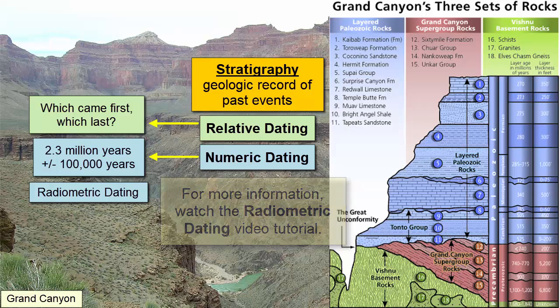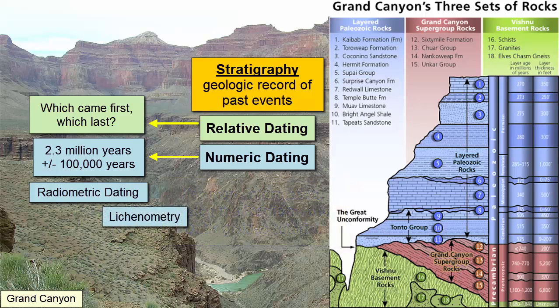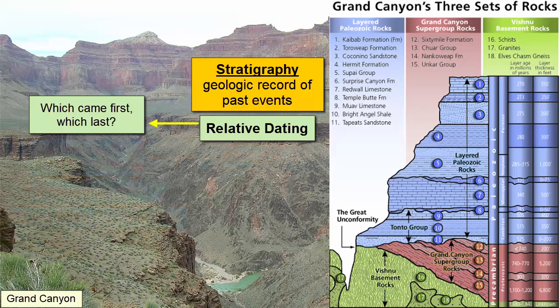Other types of numeric dating processes include lichenometry, studying the time it takes for lichen species to grow on a surface of a rock in a particular area, or counting tree rings. For the rest of this video tutorial, we will focus on relative dating.